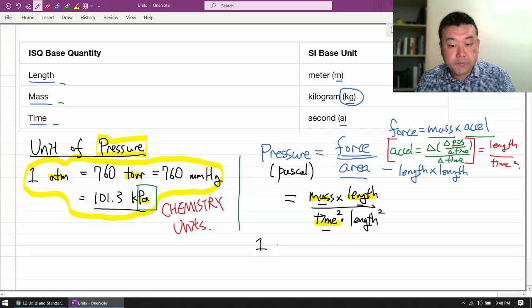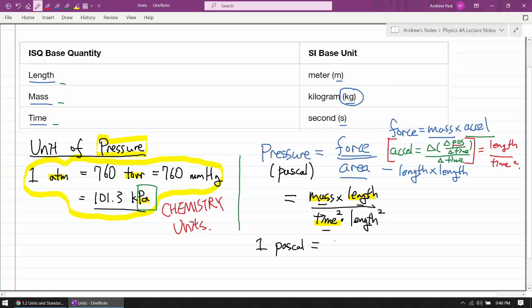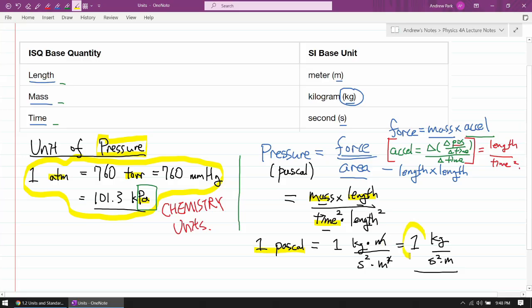So I can say 1 Pascal is equal to 1 kilogram times meter per second squared, also per meter squared. If I simplify it a little bit, canceling out this, I can say 1 Pascal is 1 kilogram per second squared per meter. And within the SI unit system, we deliberately constructed these derived units so that we don't have to worry about what this factor will be.